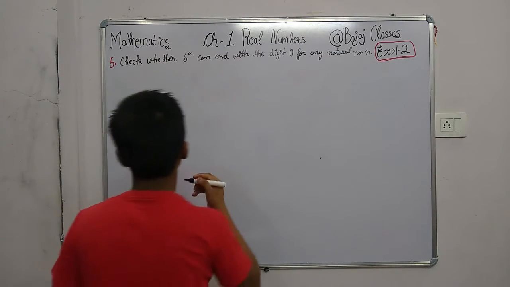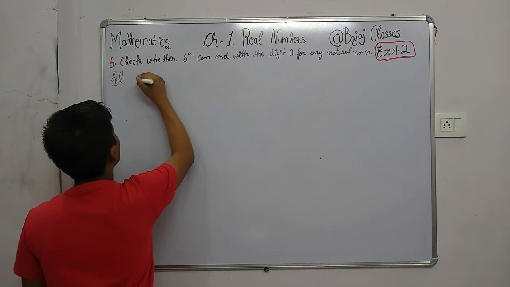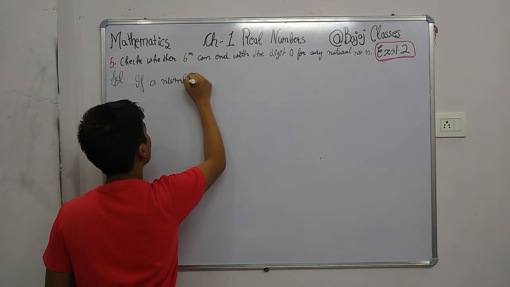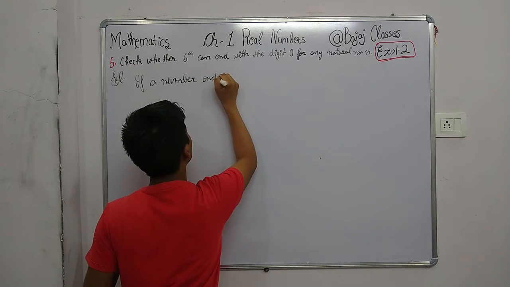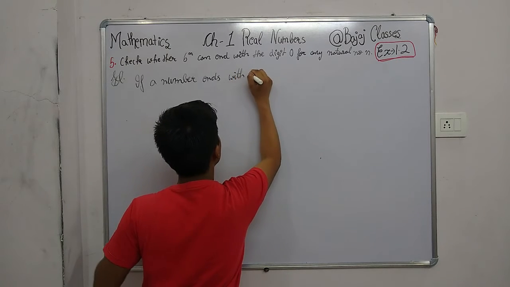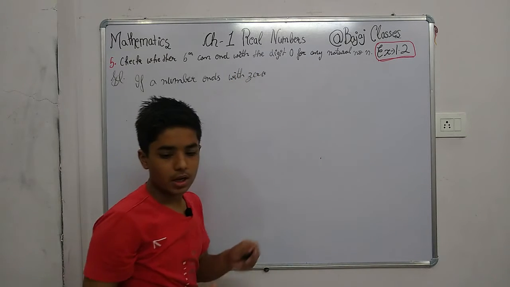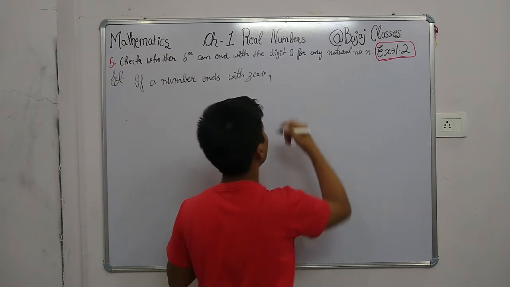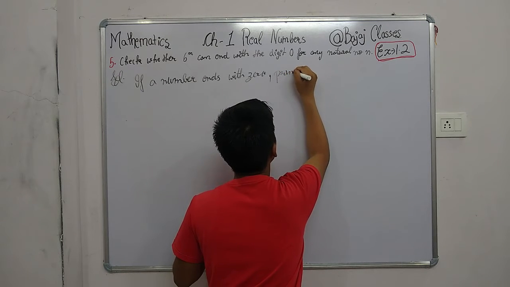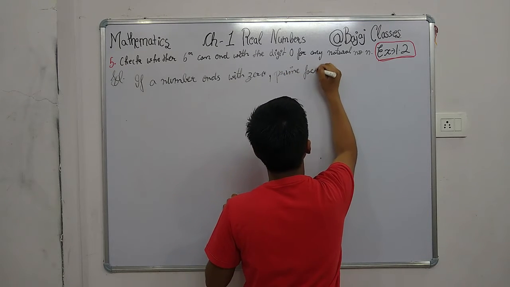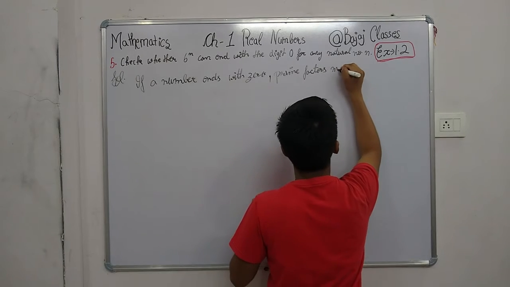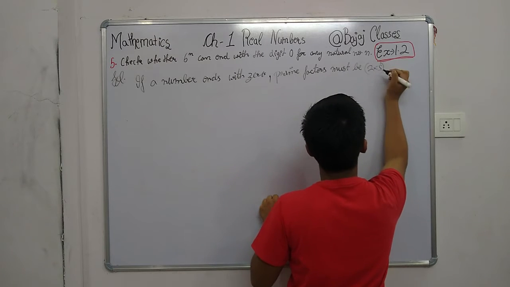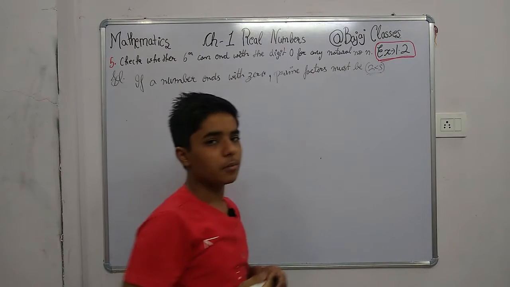So first of all, the solution: if a number ends with 0, what is the criterion we have given? The prime factors must include 2 and 5. 2 into 5 will be our prime factors.